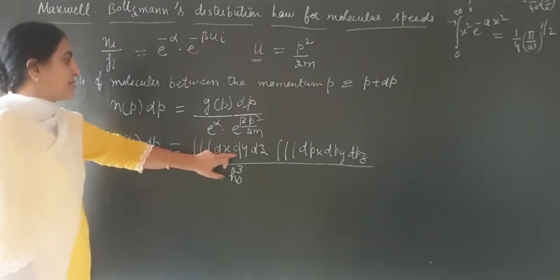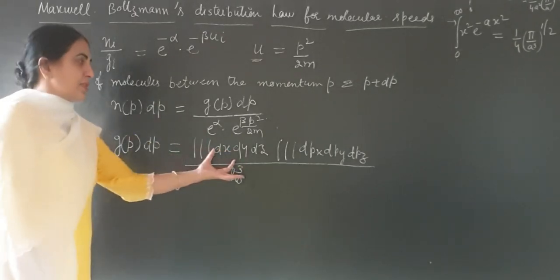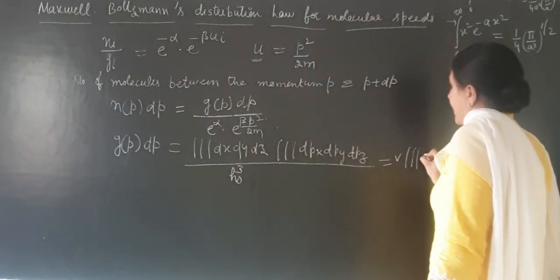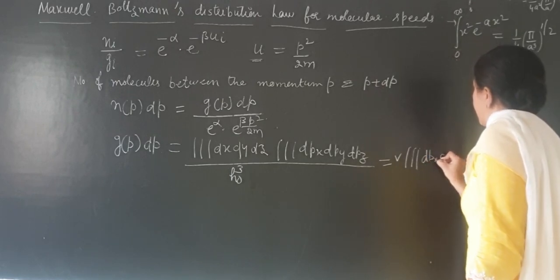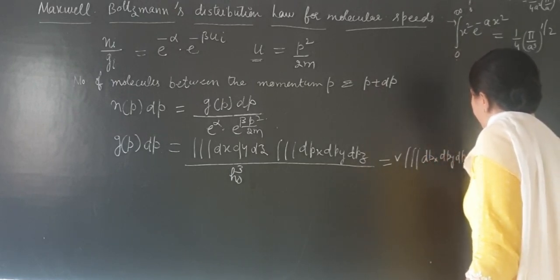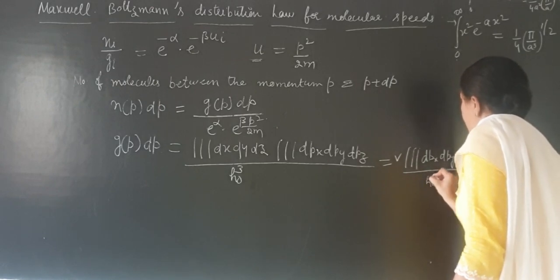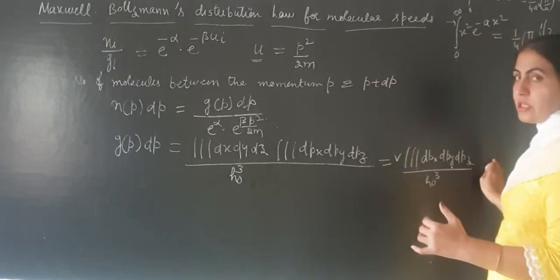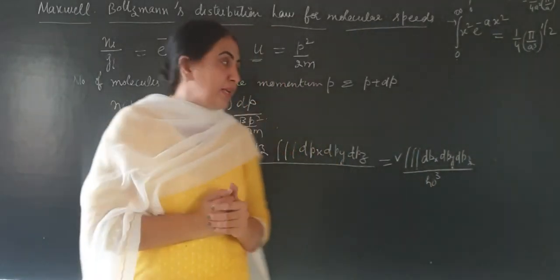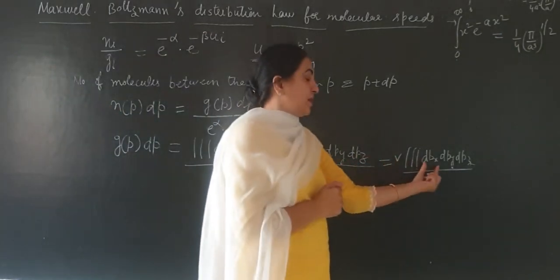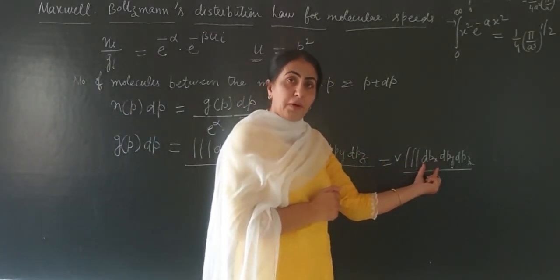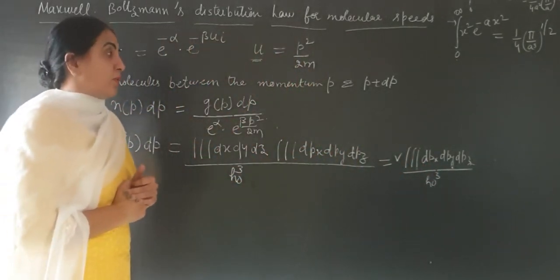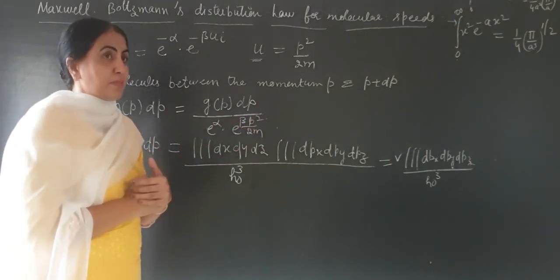Clear? Now dx dy dz is equal to V. We know this is equal to V. So this is equal to V into the integration of dpx dpy dpz divided by h naught cube. So this is the value of G(p) dp. To find out G(p) dp, we have to solve this integration. How can we find out this integration? This integration means the volume of the system in the momentum space.